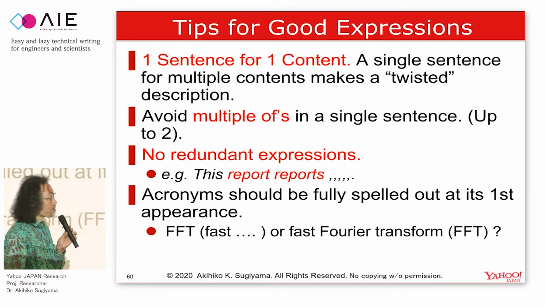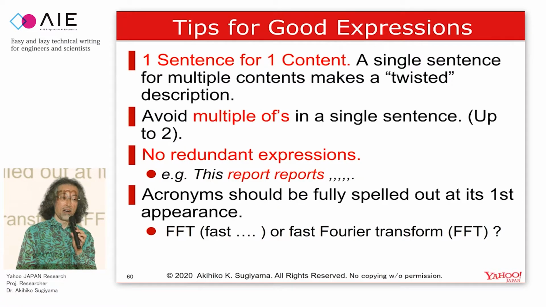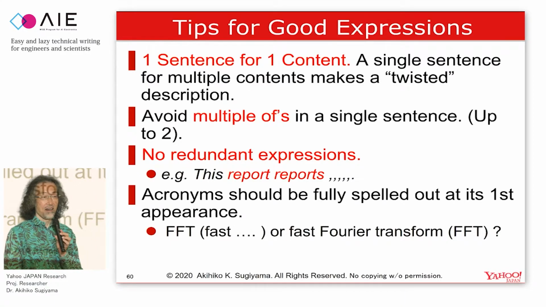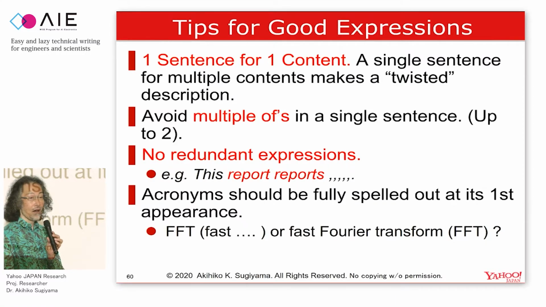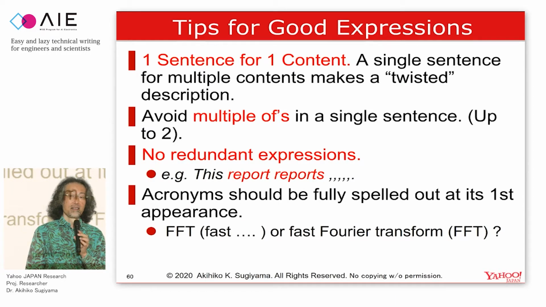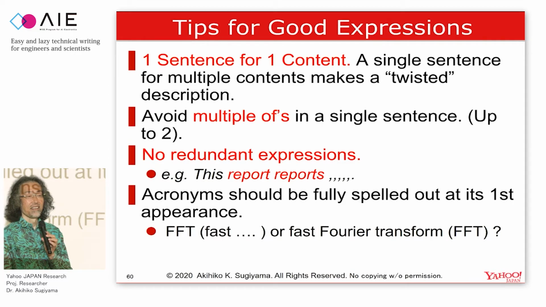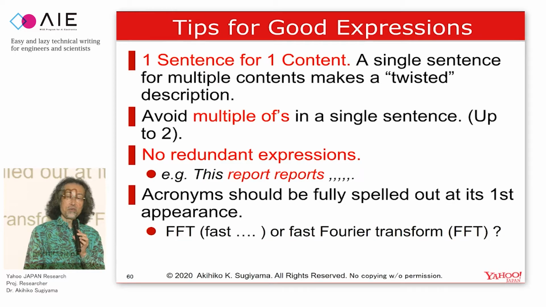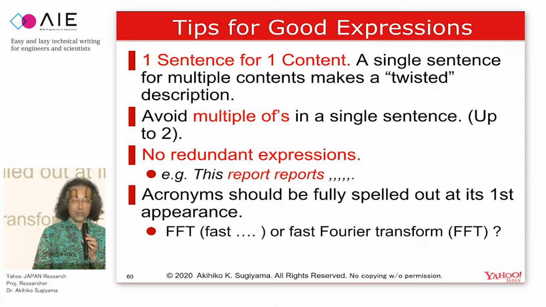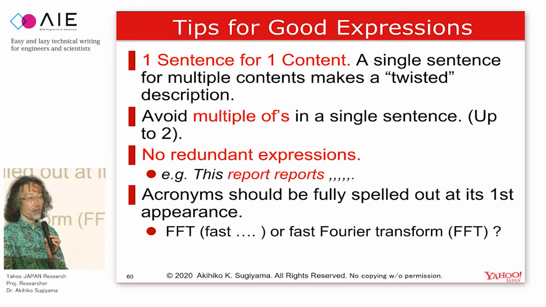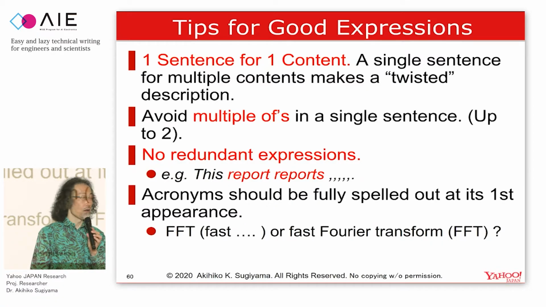This is a very common mistake. If you are not experienced, your sentences are likely to be long. Sometimes a single sentence spans 3 lines or even 5 lines. It's very long. In that case, there are multiple pairs of subject and verb. With a high probability, you are describing 2 things which are not closely related. That is not good from a viewpoint of logical design. To avoid it, 1 sentence for 1 content. This is the rule you should follow.